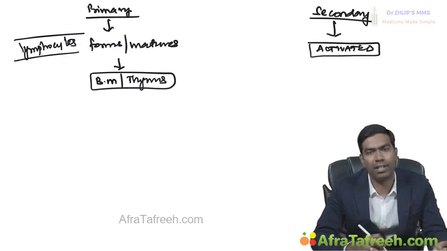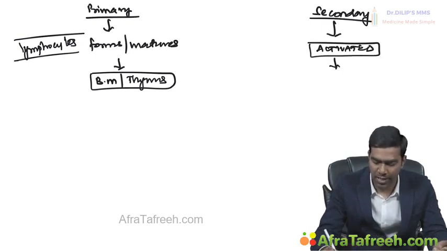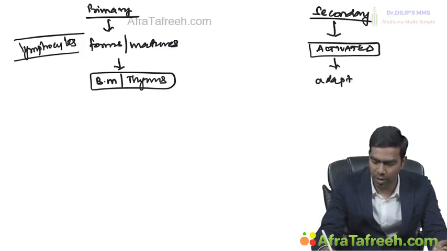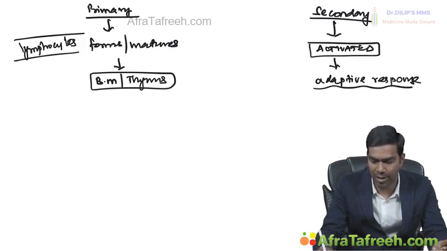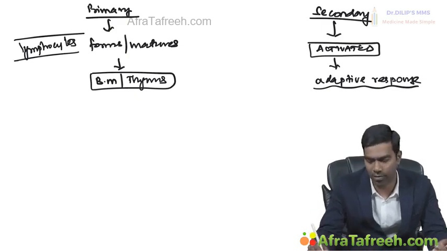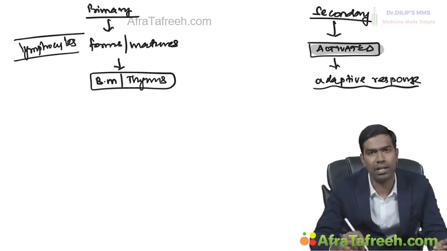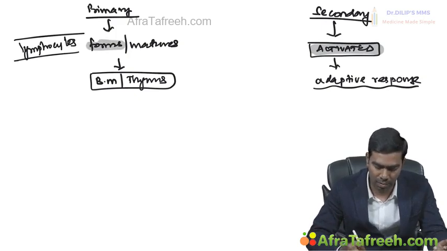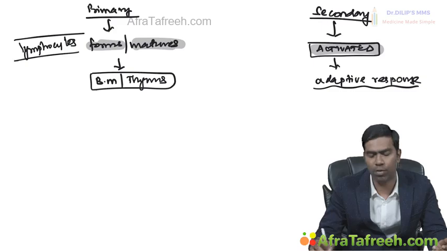Lymphocytes are actually activated, which means this is the place where your lymphocytes are ready for war, which means they are going to generate an adaptive response only at these sites. These are secondary lymphoid organs. So activation happens in secondary lymphoid areas, and formation and maturation happen in the primary lymphoid areas.